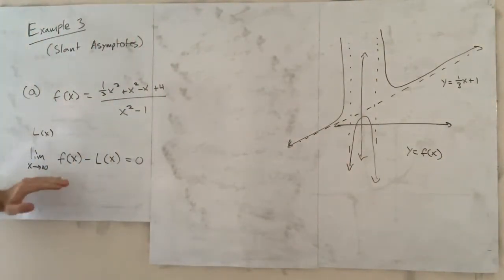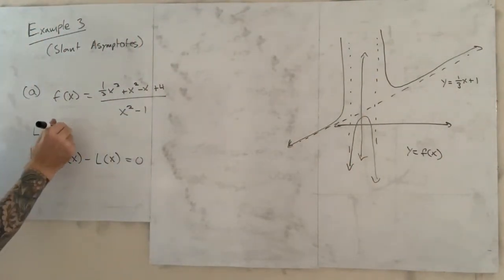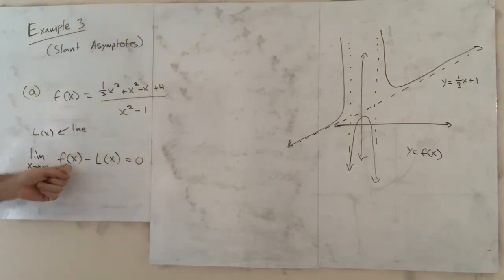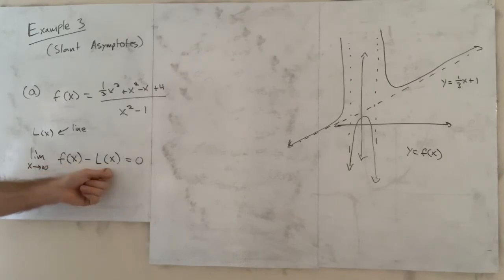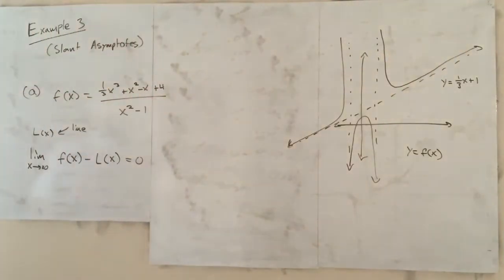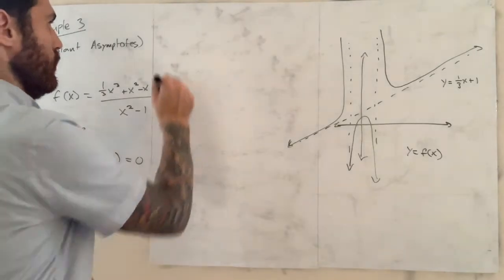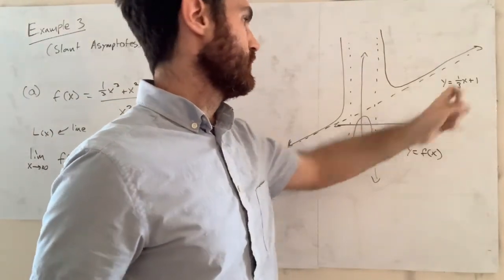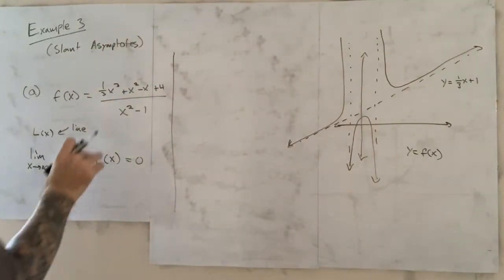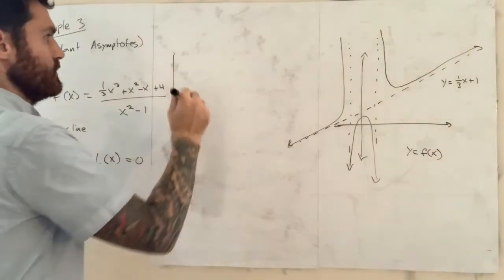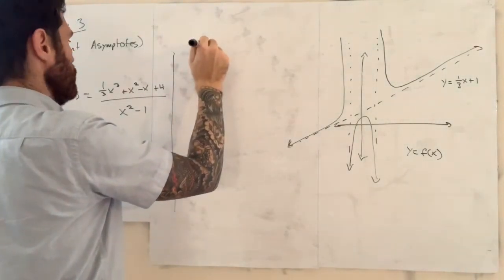And all that means, again, is that this is just some line where, when we take the limit as f of x minus that line goes off to infinity, you get 0. That means that they're getting closer and closer together. Okay, so what I told you was that this line here was going to be our slant asymptote. So let's check that out. Let's just try and see what we get.